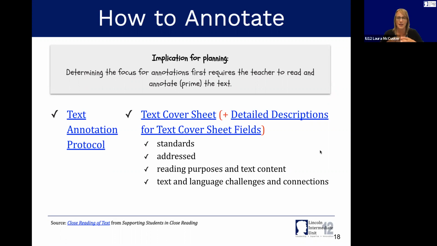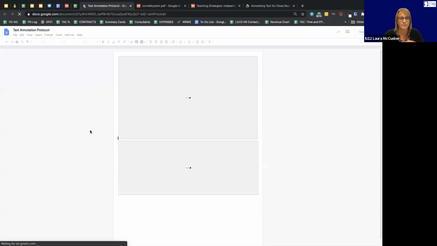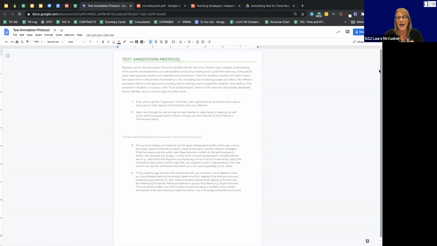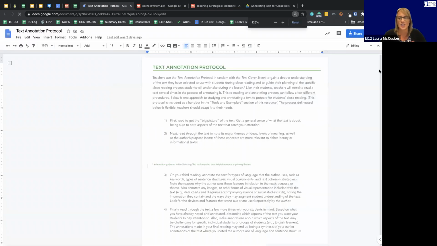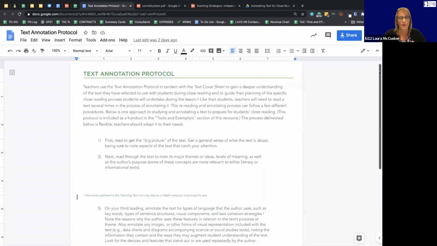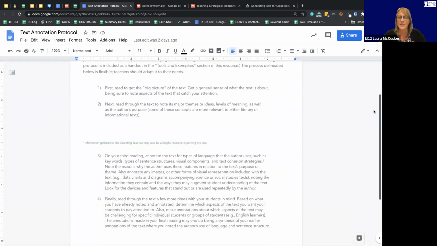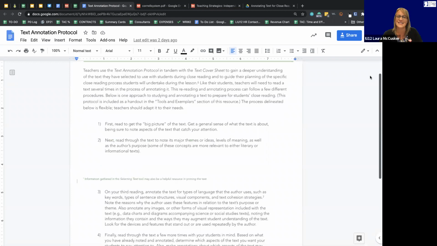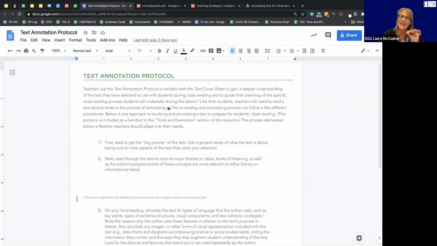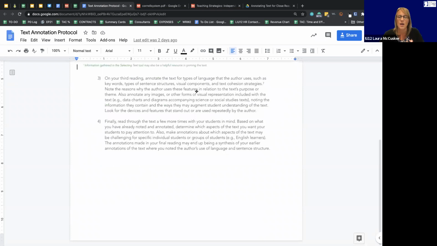So let's look at what this might look like. The text annotation protocol is here. I did put it onto screenshots because in that large document, it's broken up over a couple of pages, but it gives you something to think about as you are reading a text ahead of your students. And it gives you some guidelines on what to think about, moving from the big picture to major themes or ideas of any work, types of language, and then really personalizing it for your students and the class that's in front of you.